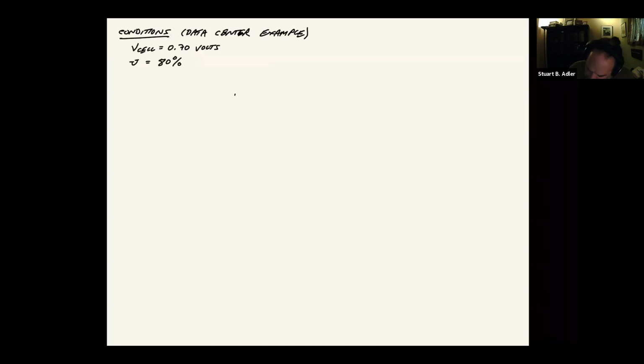So we talked about some of the conditions that we were thinking about with our data center example. We had a cell voltage of about 0.7 volts and a utilization of 80 or 85%. Let's just set it at 80% for this example. One of the things we found out is under those conditions, only some of the enthalpy would be converted to electrical work. So our system looks something like this.